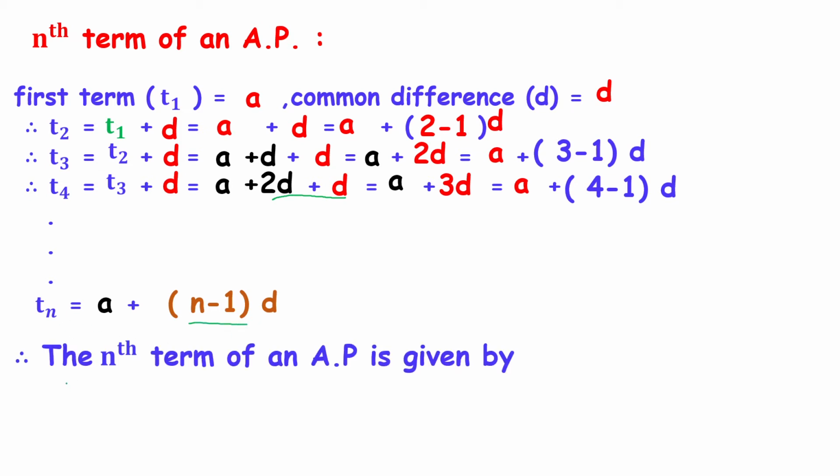Therefore the nth term of an AP is given by Tn is equal to A plus (n minus 1) into D. This is the formula of the nth term of an AP. Now we solve practice set 3.2.